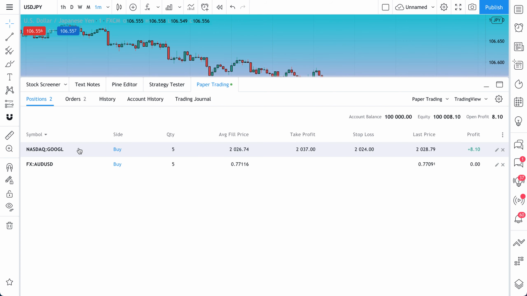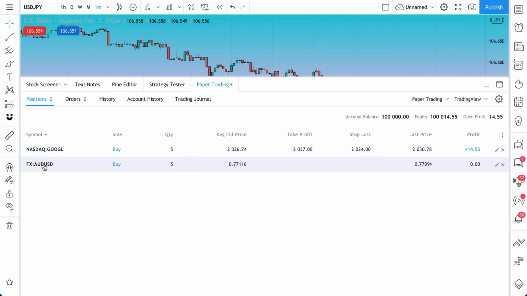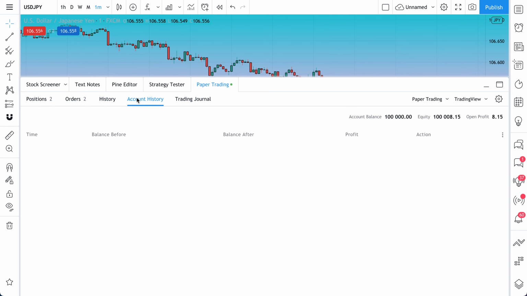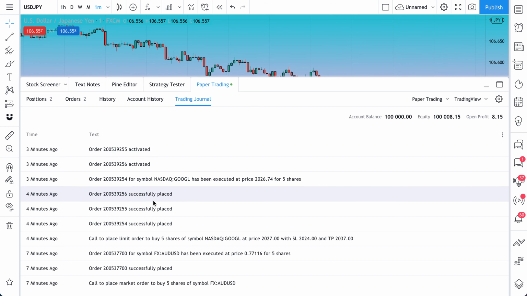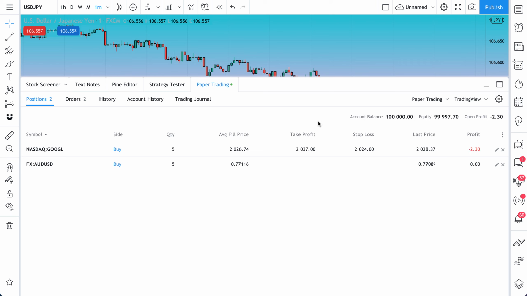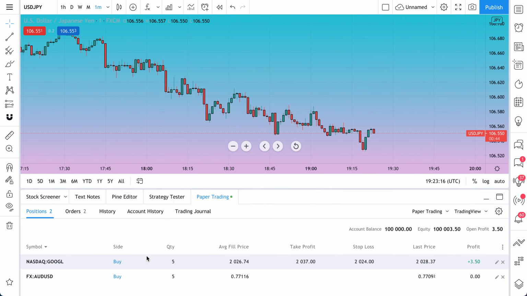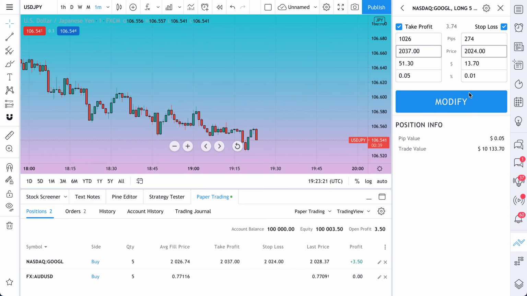So this is how our paper trading account looks at the moment because we have some orders placed. This is what we have. We have Google, AUD USD. We see our orders here, our history, our account history, and our trading journal. So our trading journal just shows us everything that's happened. And of course, we can reset this if we want to start fresh. You see our account balance, our equity, our open profit, and all of our trades are right here as well. Google, AUD USD. And if we click this little pencil icon, it will take us to the order and we can modify it right from there.